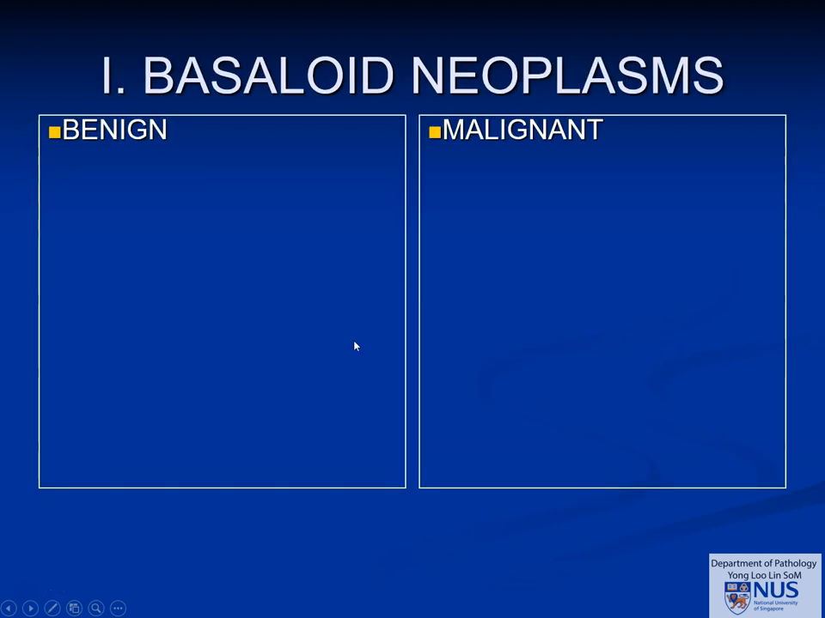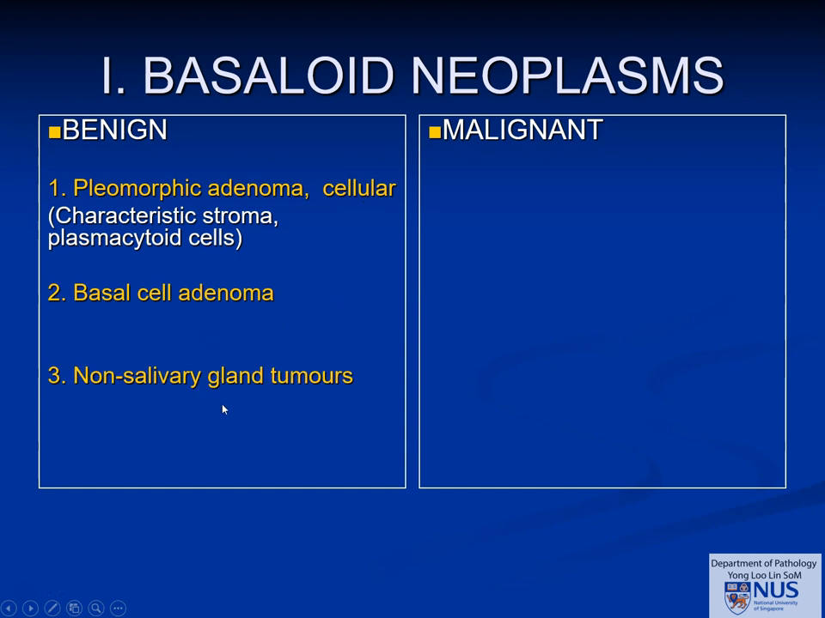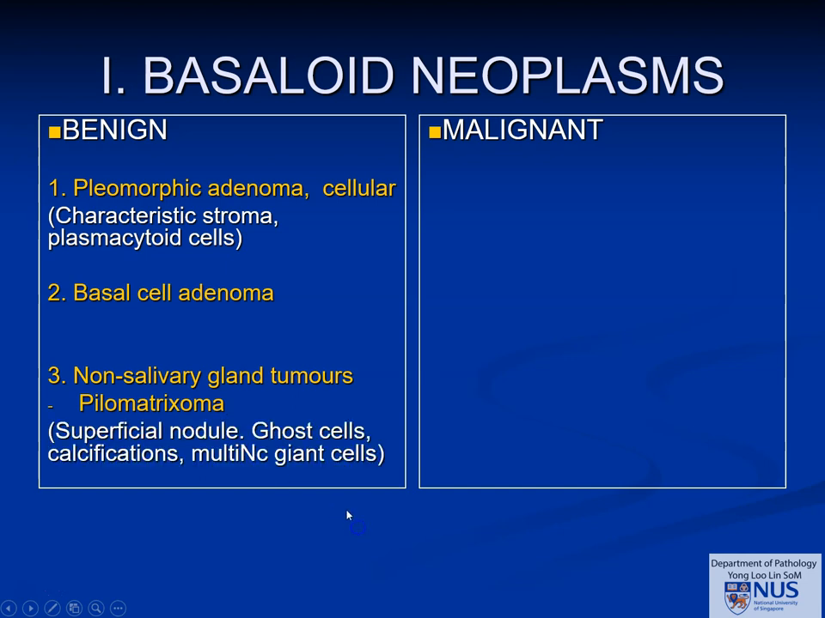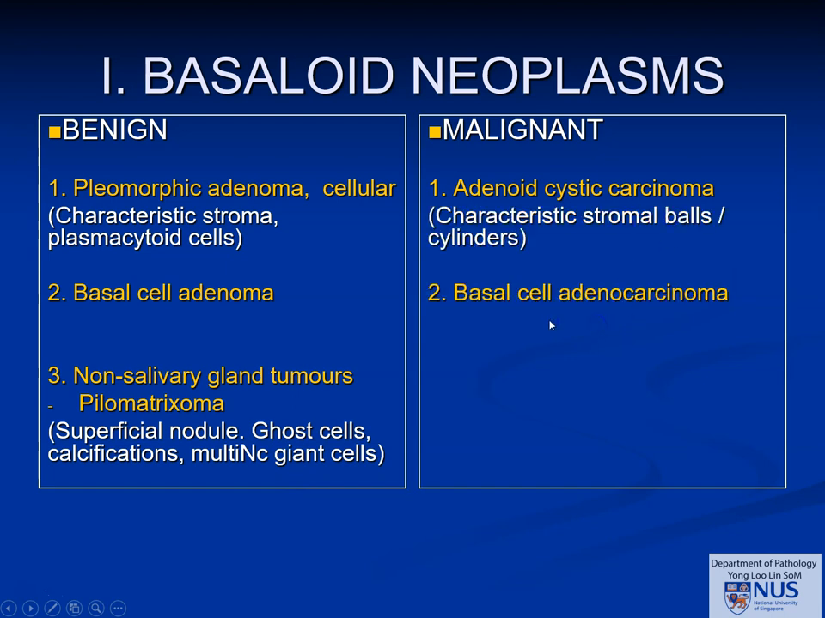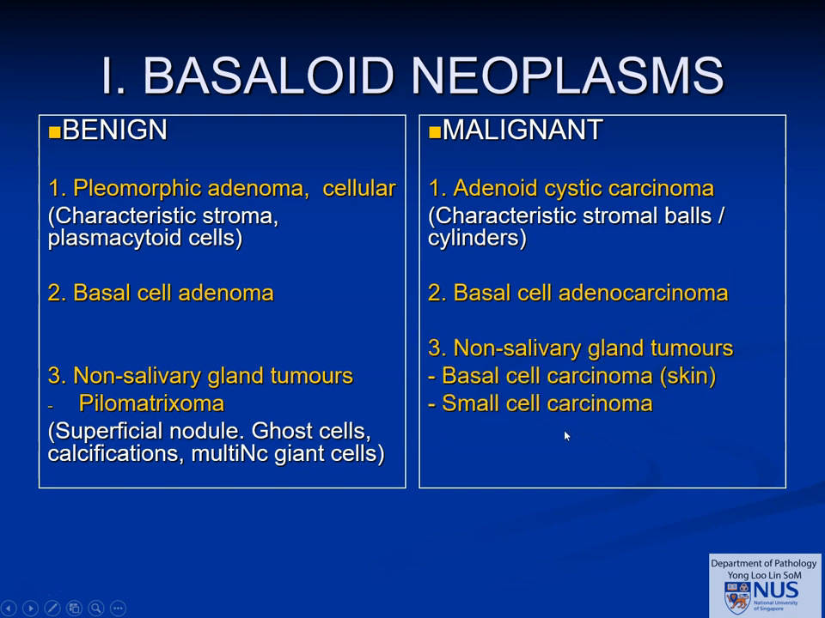So looking at basaloid neoplasms, again, the range of benign versus malignant differentials, we have cellular pleomorphic adenoma, basal cell adenoma, and non-salivary gland tumors, chiefly pilomatrixoma, which can appear extremely basaloid on cytology. And some clues would be the presence of ghost cells, calcification, and multinucleated giant cells on cytology. For the malignant neoplasms, of course, adenoid cystic carcinoma is very important, and we also have basal cell adenocarcinoma. And again, non-salivary gland tumors such as basal cell carcinoma of the skin or small cell carcinoma.